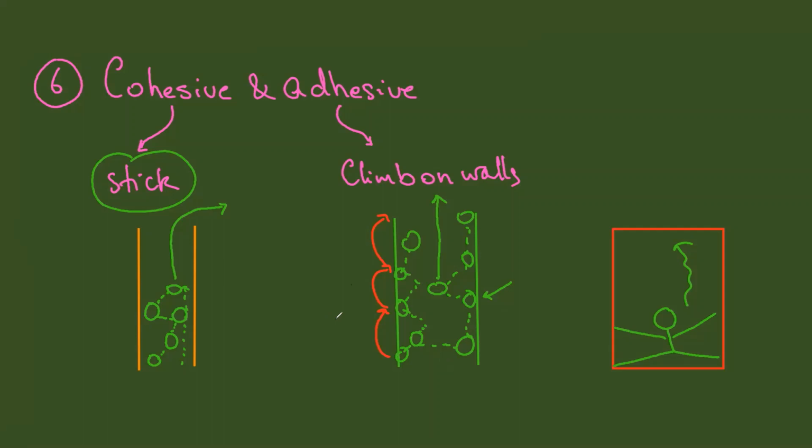Now I can explain something which is important again for living organisms. This is, I think, number 7. Yes. That there is a high surface tension for water.